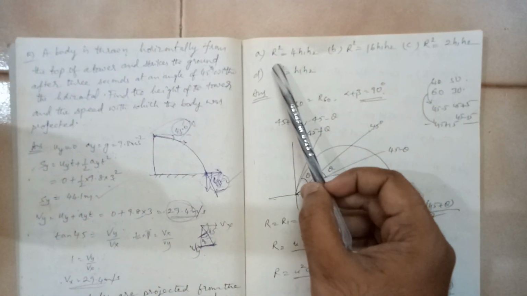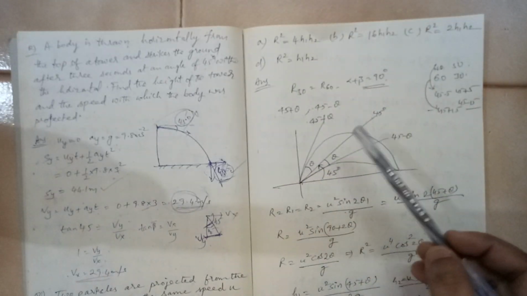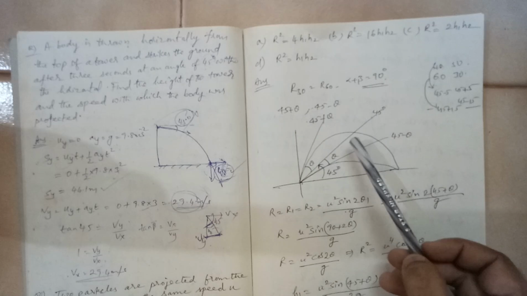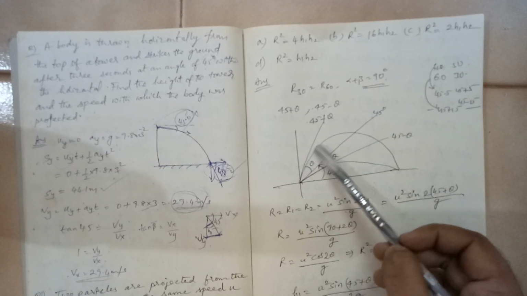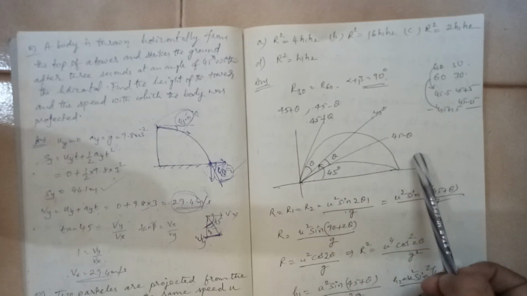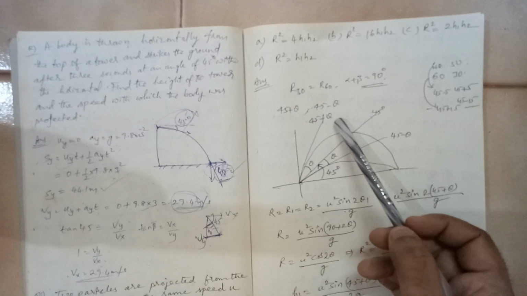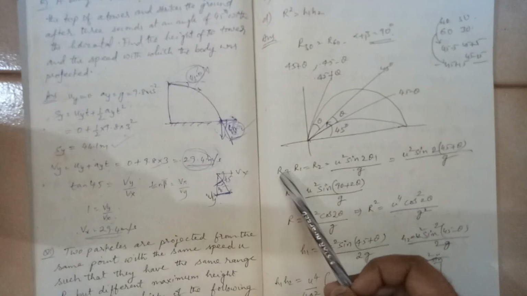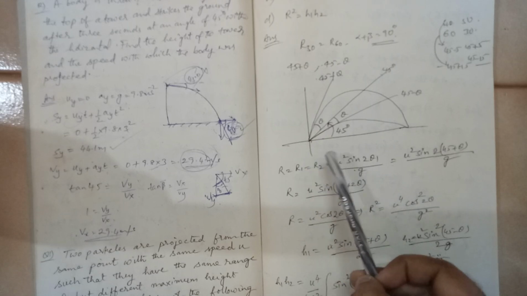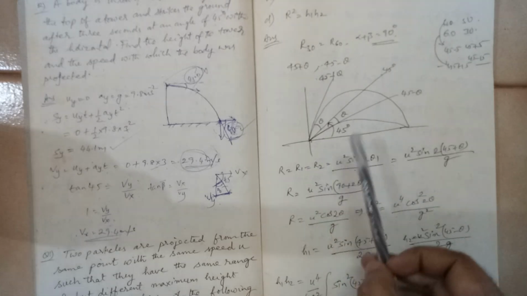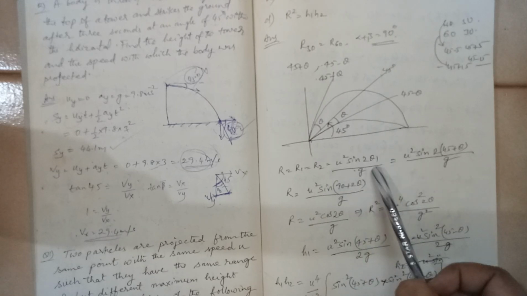So we need to write an expression for R. We need to find H1, H2. What is H1? If this is particle 1, what is the maximum height for particle 1, and the maximum height for particle 2? We need to frame the equation and check which option is correct. So our R is equal to u square sine 2 theta by g. So for particle 1 it will be sine 2 theta 1 by g. What is theta 1?